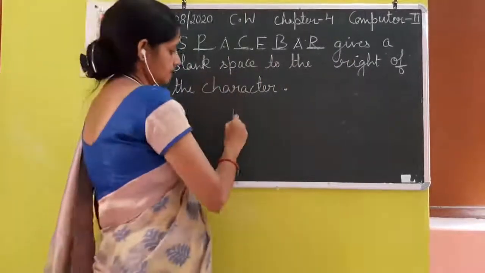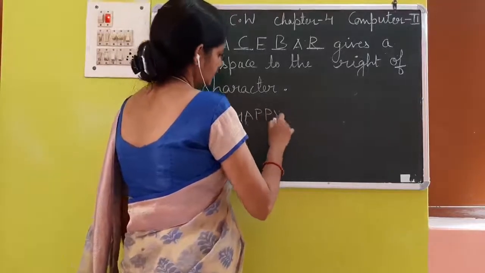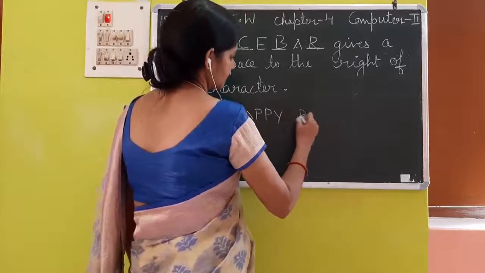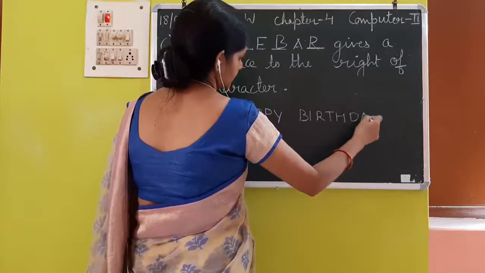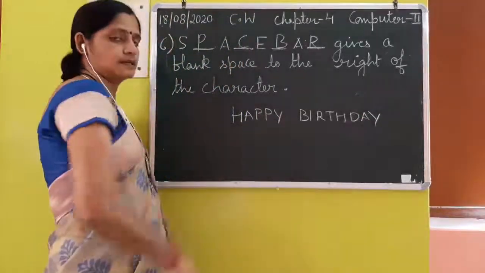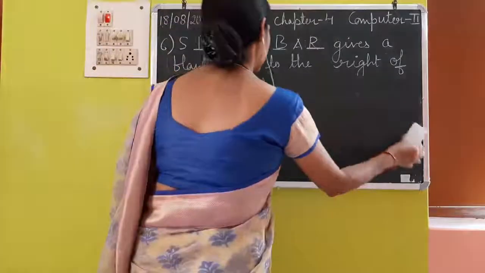Suppose you want to write happy. You write this after this. Here you give a blank space and write birthday. Right? Birthday. This is the space which is after happy on right hand side of the character.